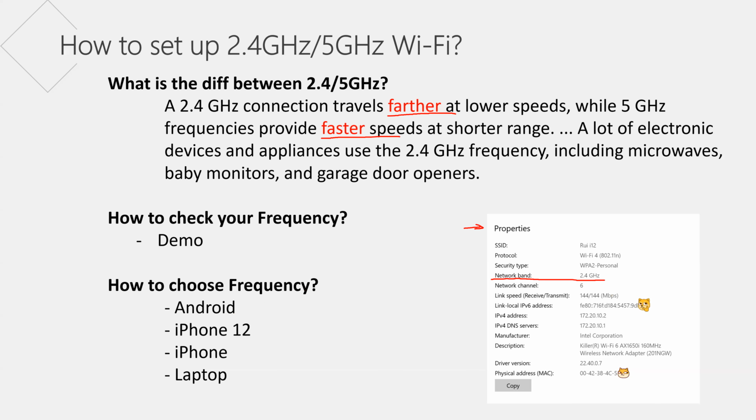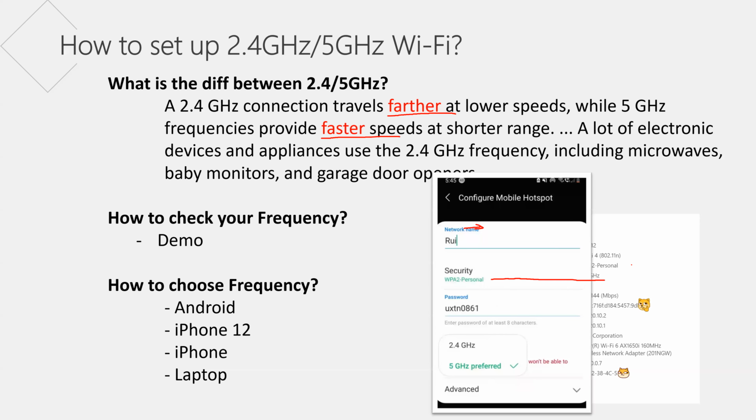The first one is Android phone. Android phone should be pretty easy. We just open the configuration of the mobile hotspot. Then you should be able to choose the band if your mobile phone supports a 5 gigahertz hotspot, but most mobile phones support 2.4 gigahertz. So it should be pretty easy to change the configuration on an Android phone. But how about iPhone?